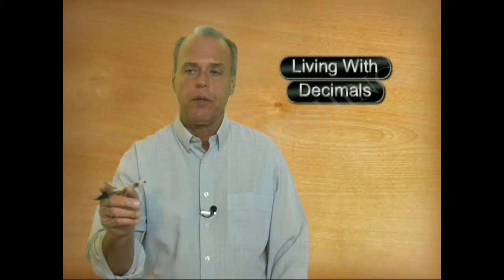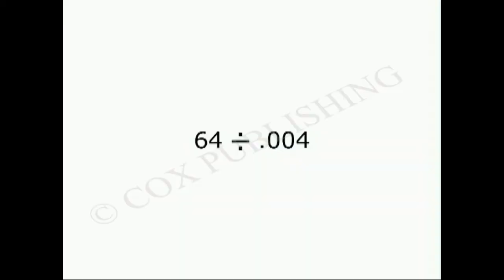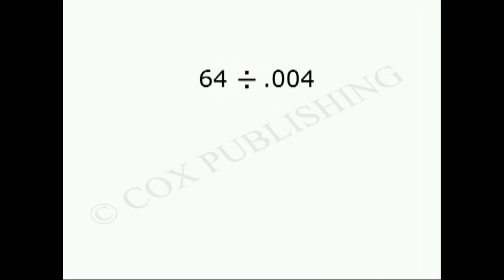Yes. Bruno, can you simplify this problem? 64 divided by 4 thousandths. I have to rewrite this using the division house. The 64 goes inside the division house, and the 4 thousandths goes on the outside. I can't divide by a decimal number, so I have to move the decimal point 3 places to the right to get rid of it.